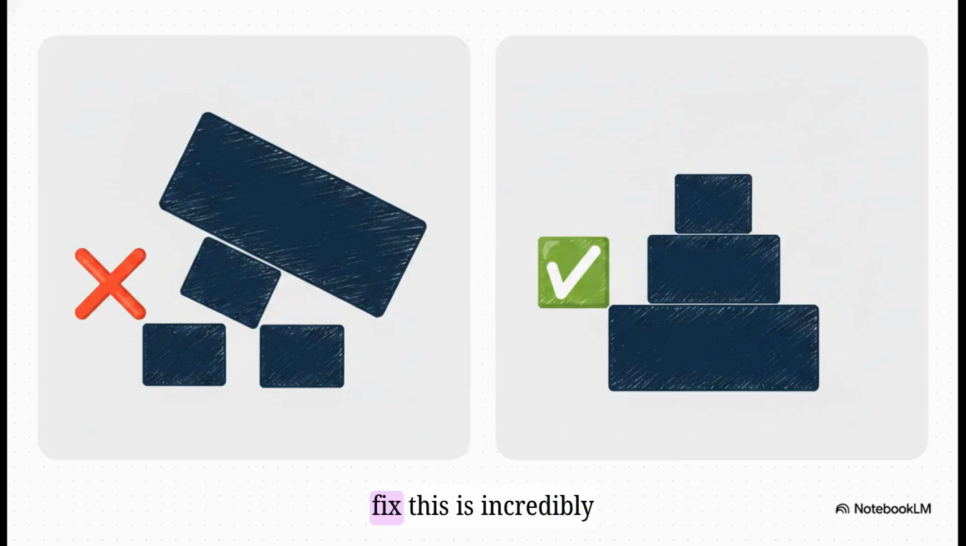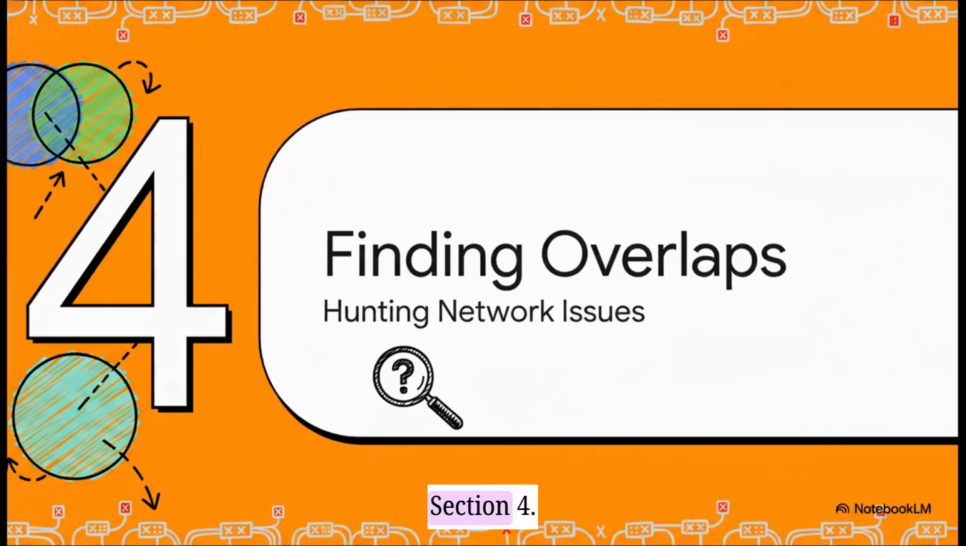The pro method to fix this is incredibly simple. Whatever list of requirements you are given, always, and I mean always, choose the largest block of hosts first and work your way down. No remainders, no router rejection. Section 4. Finding VLSM overlaps.